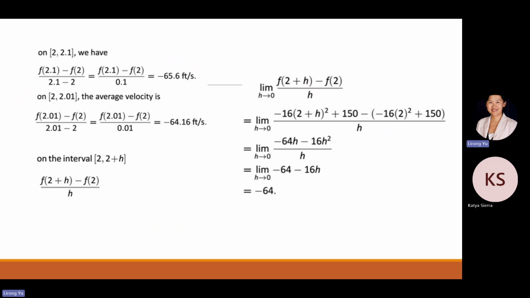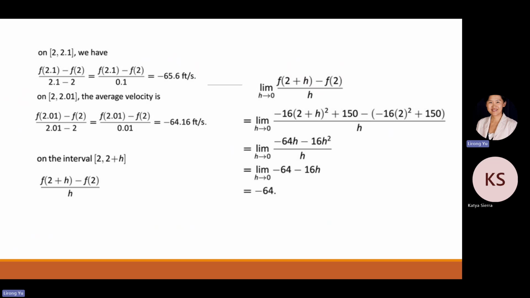Finishing up the substitution, we end up having an expression that has no constant term. We don't have the degree 0 term, that's degree 1, degree 2, and then degree 1. And then dividing by h, we have an equation. When h is approaching 0, we have negative 64 as the instantaneous rate of change. So that's the first introduction of using a limit value to define the derivative. That's just really the derivative of the function at point 2.